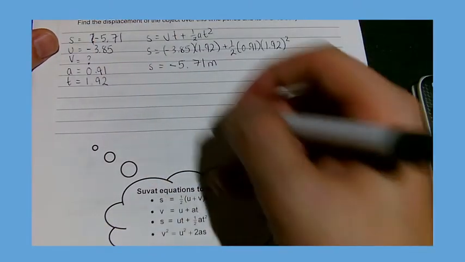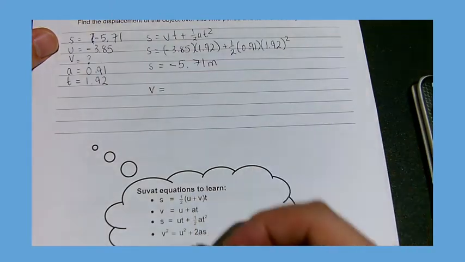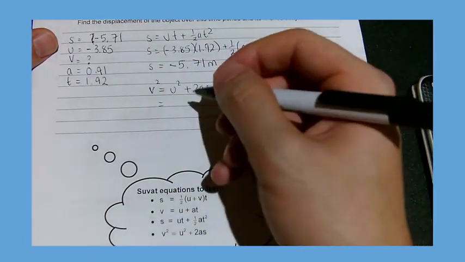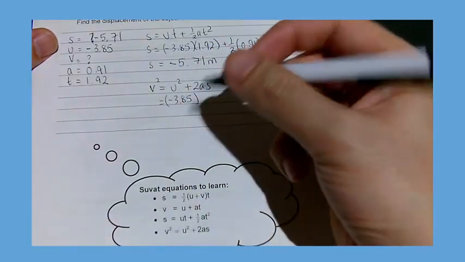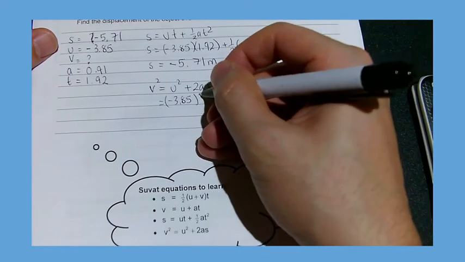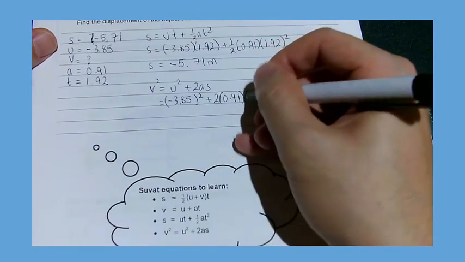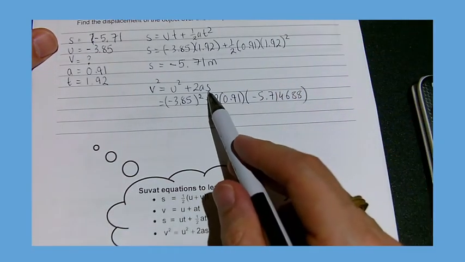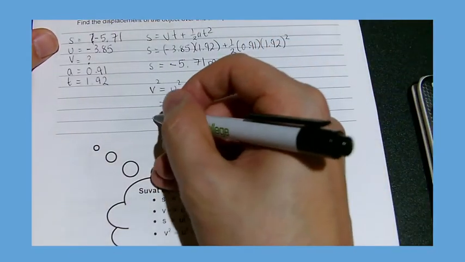Now we just try and get the final velocity, which is v. We could use either u plus at, or v squared equals u squared plus 2as. I'm going to use this one here, just to show you how it works. So u squared is minus 3.85 squared, plus 2 times 0.91 times minus 5.714688. Note how I'm using the full value for s. I rounded this to 3SF here, but in further calculations I will use the full value.